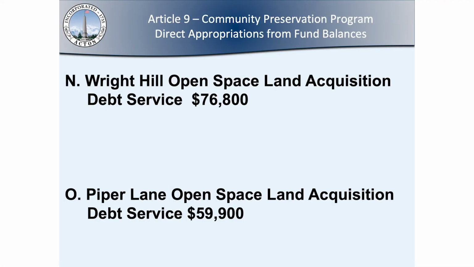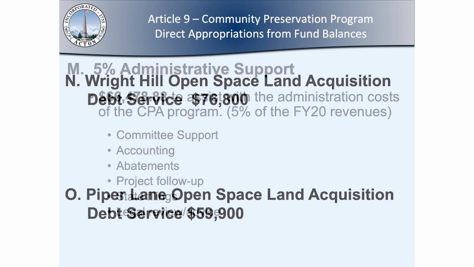The last 3 articles are very straightforward. Item N and item O are for debt service. So we bonded the acquisition of open space for these 2 properties. One is the Wright Hill open space plan, and the second one is for the Piper Lane open space plan, with a debt service of $59,900.